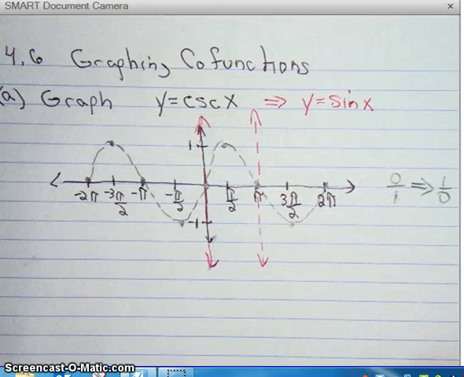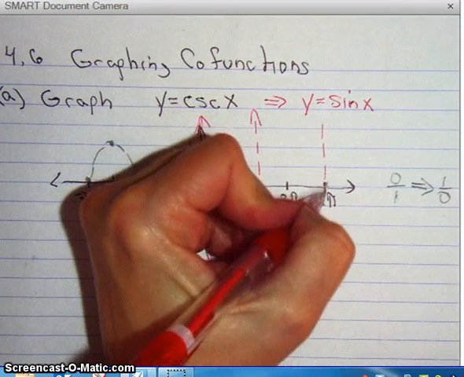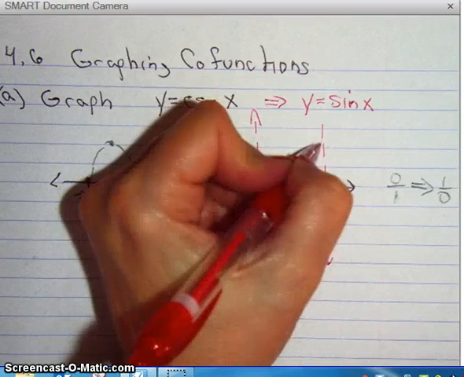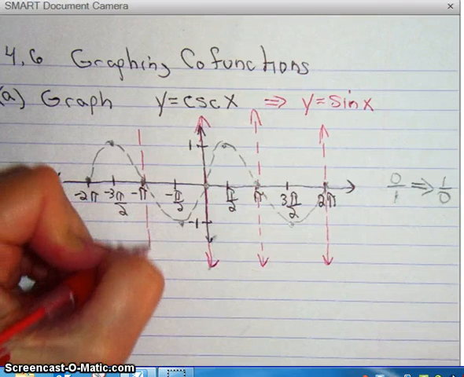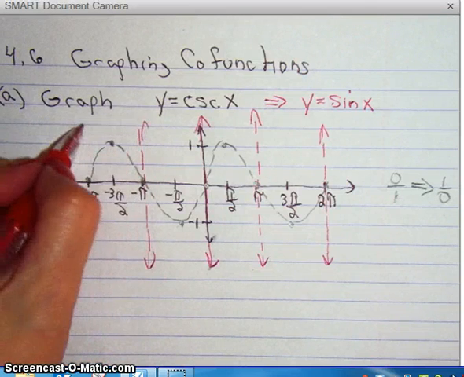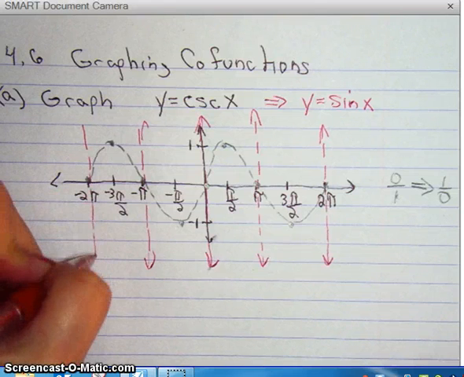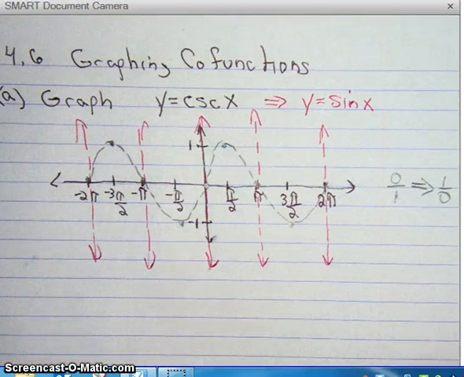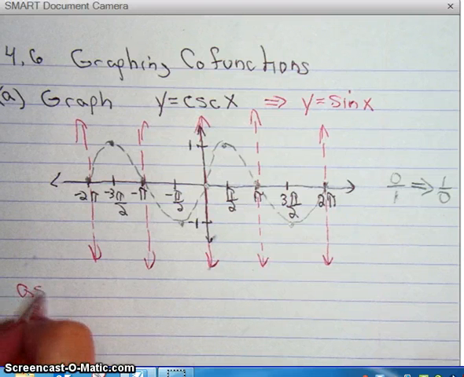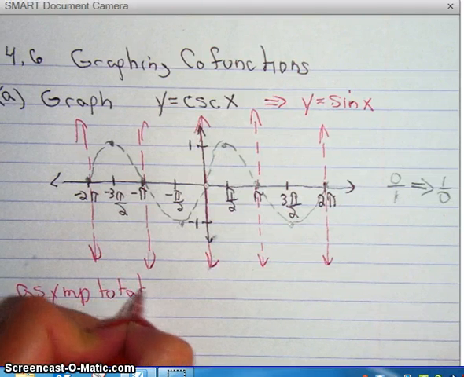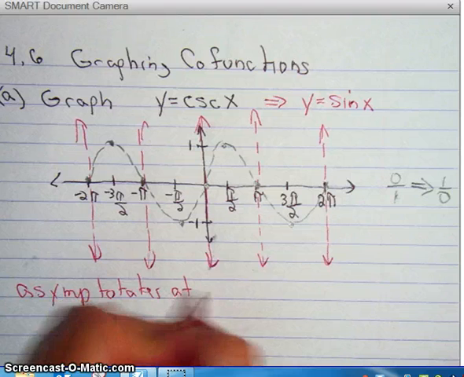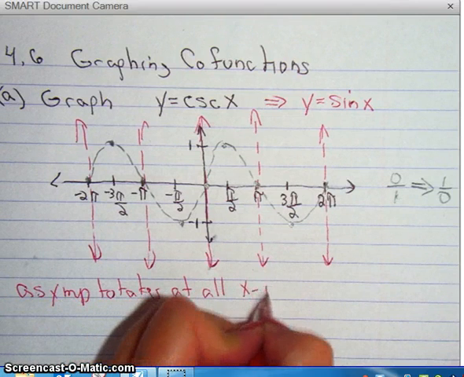So what are we going to hypothesize happens at all the x-intercepts? There's an asymptote. For the cosecant graph, asymptotes at all the x-intercepts.